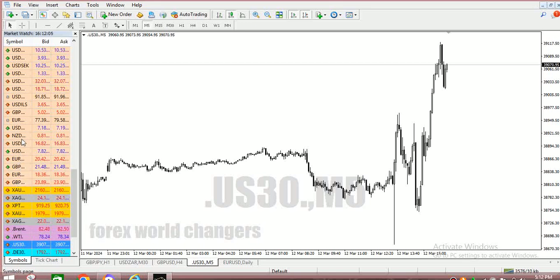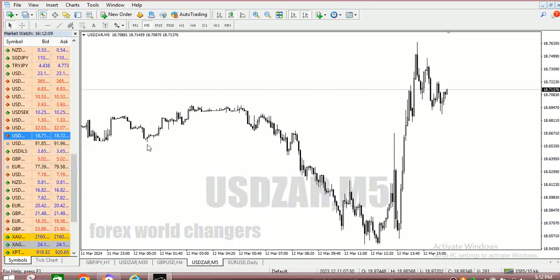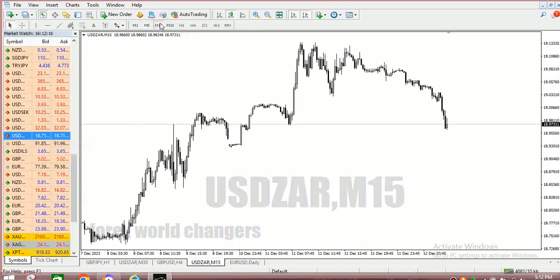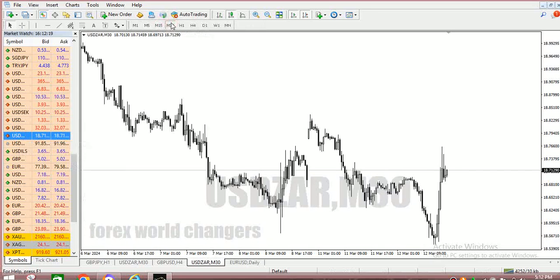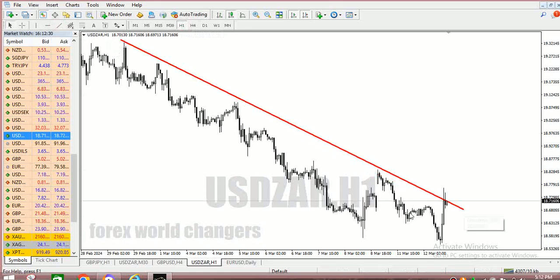So let's go forward. Let's look at the USD ZAR. Where is the USD ZAR? I haven't checked the USD. How much is the dollar against the rand? It's dropped. It's on 18 rand. Okay, let's look at why it's on 18 rand. You see this one? Look at this, guys. Just looking at the price action here, you see the price action has been respecting this trend line.